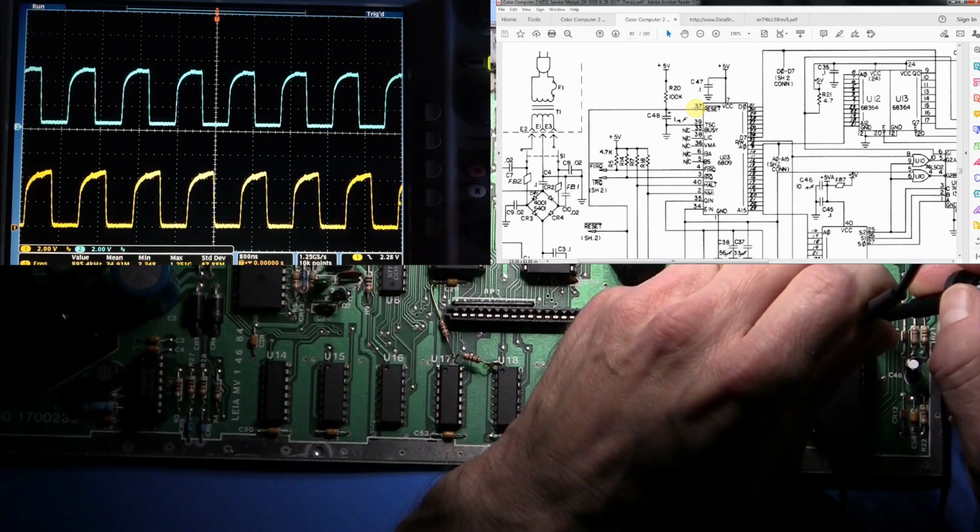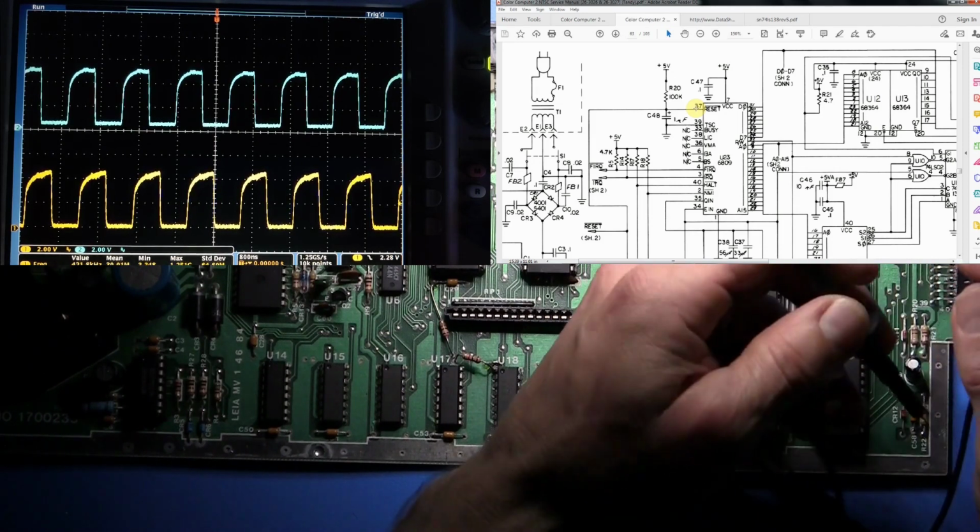Clock looks good. Frequency is right around 890 kilohertz. I believe that's good. Okay, no problem with the clock.